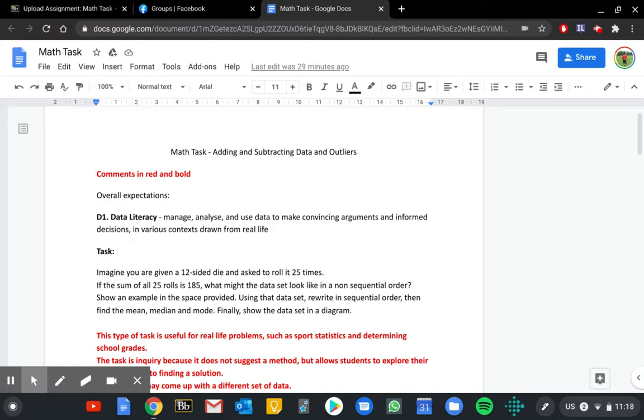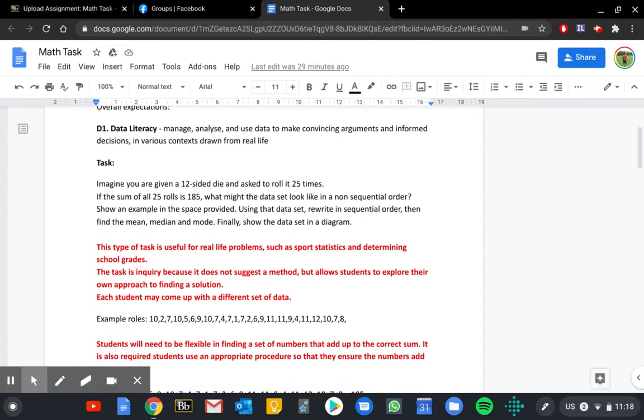Our math task was to make a task for adding and subtracting data outliers. So our task was, imagine you were given a 12-sided die and asked to roll it 25 times. If the sum of all 25 rolls is 185, what might the data set look like in a non-sequential order? Show an example in the space provided.